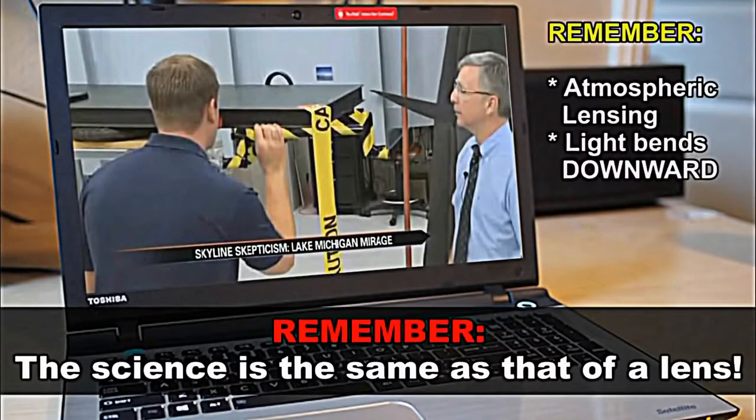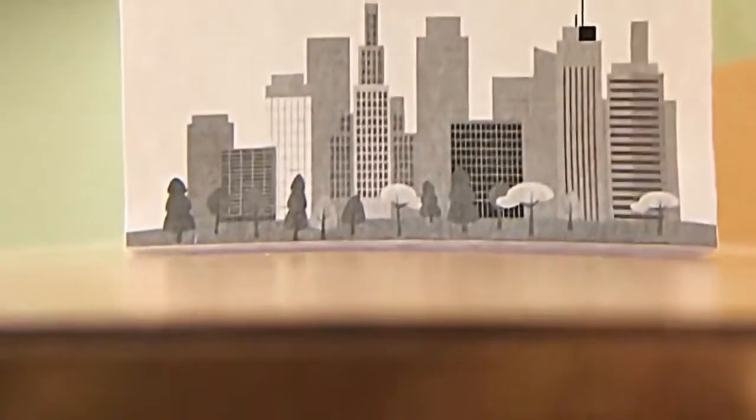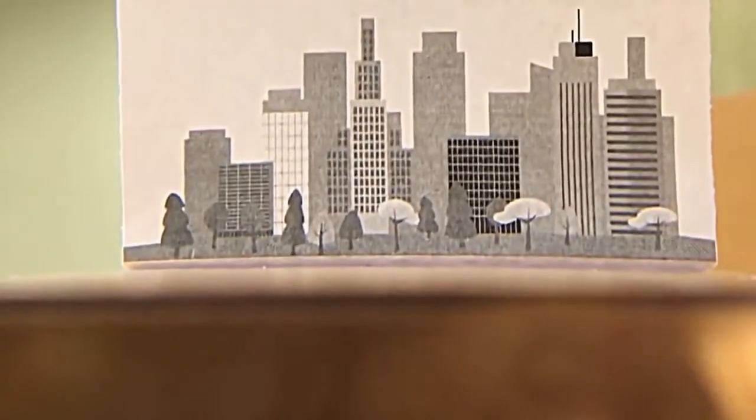They are the ones that said, hey, the atmosphere really is acting like a lens, and they put a lens in front of the camera to show how it works. So I'm just doing what they're doing. I'm using the same logic and the same science that they're using. And science is all about testable, observable, and repeatable data, right?